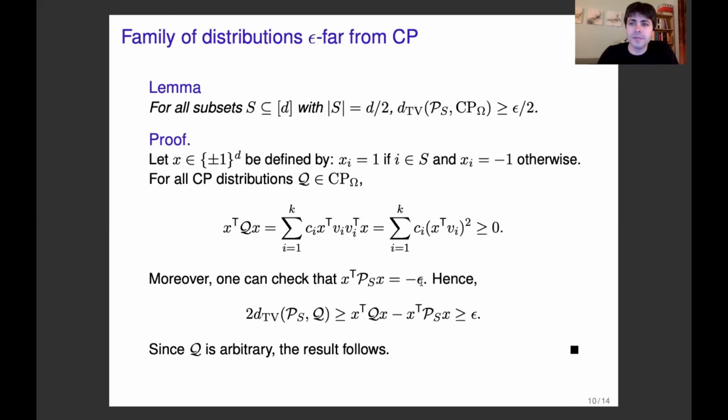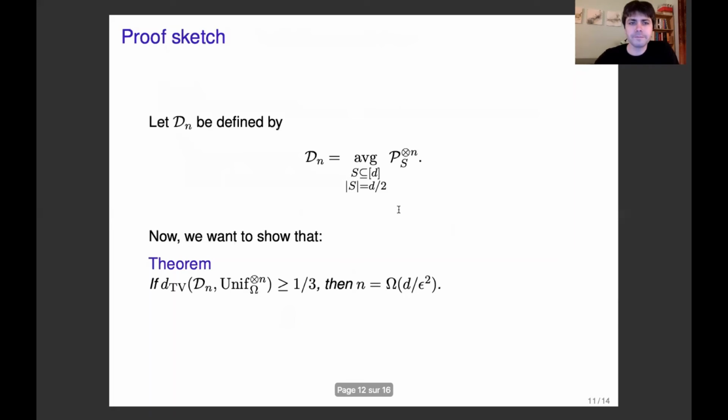So first of all, P_S cannot be completely positive. And furthermore, because the total variation between P_S and Q is bounded below by the difference of these two quantities, and Q is arbitrary, we obtain a total variation distance between each P_S and Q of at least epsilon over 2. So therefore, P_S is epsilon over 2 far in total variation distance from the set of all completely positive distributions on Omega.